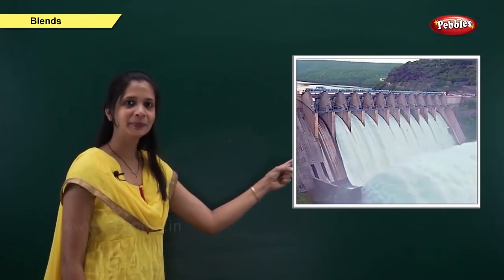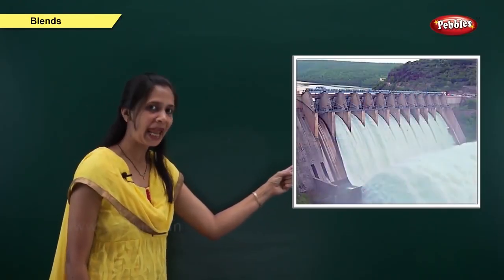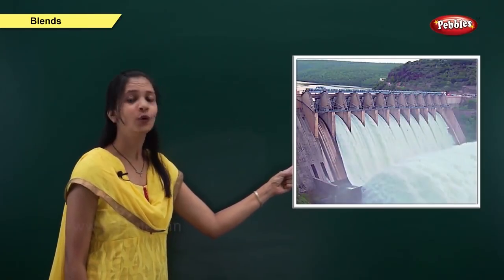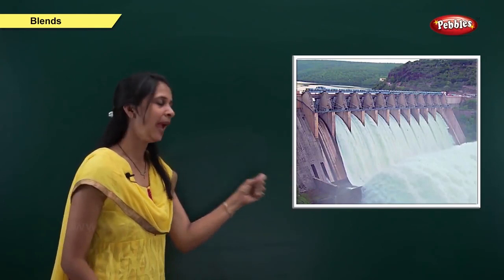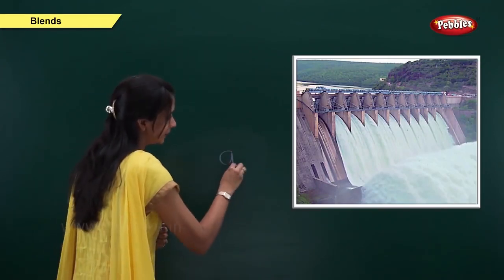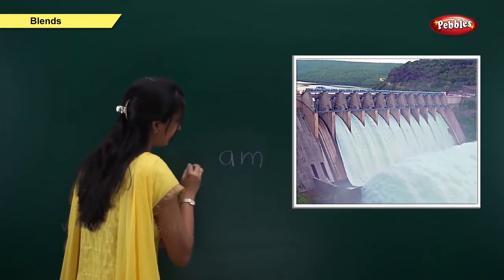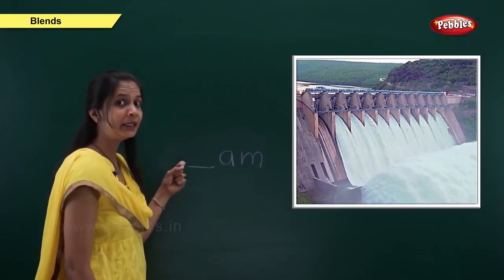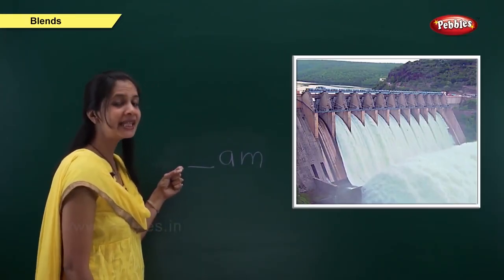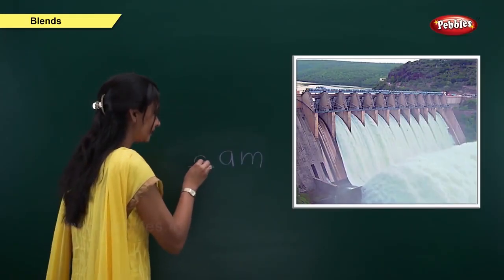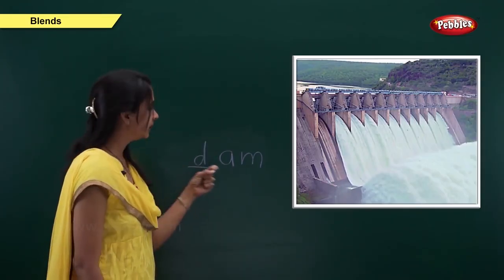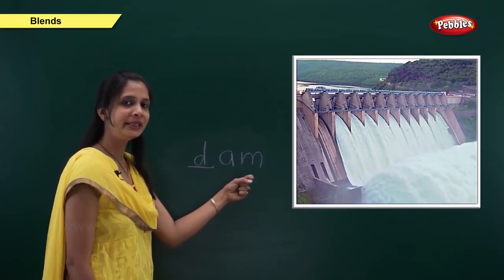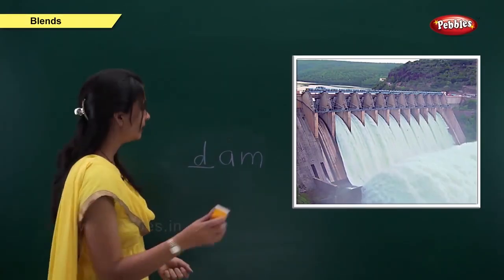What is it? Yes, it is dam. Okay. So, what is the beginning sound of it? D. D-A-M. Here it is D. It means D. D says D. D-A-M. Dam. D-A-M. Dam. Now next one.